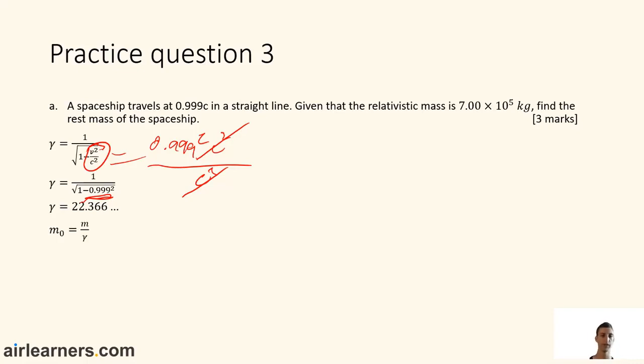We get gamma is just more than 22, 22.366, and it goes on and on. Now, we also know from a couple of slides back that the rest mass is our relativistic mass divided by the Lorentz factor. Simply substituting that in, you get 3.1297 times 10^4 kilograms. Now, because we have 3 significant figures there and there, we can give our answer to 3 significant figures. So we'll write 3.13 times 10^4 kilograms.